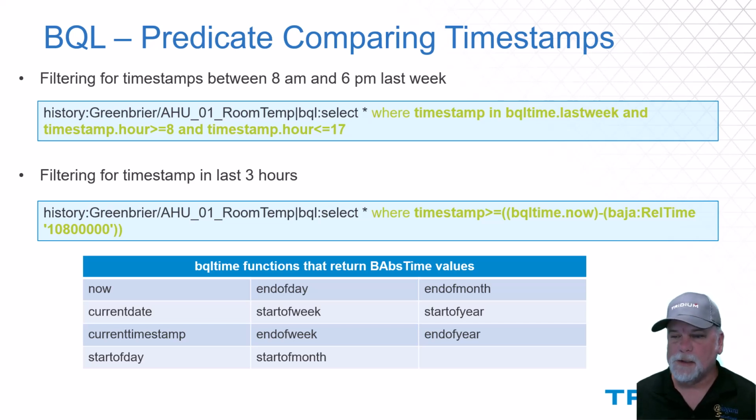BQL time also has functions that return BAbs time values, where the previous example was returning a BAbs time range when we were using the in comparator. This is getting an actual moment in time. So for example, BQL time.now is the current time of the station, or start of day would be 12 a.m. End of week or start of month would be the timestamp of the start of that particular month or the end of this particular week, or things of that nature.